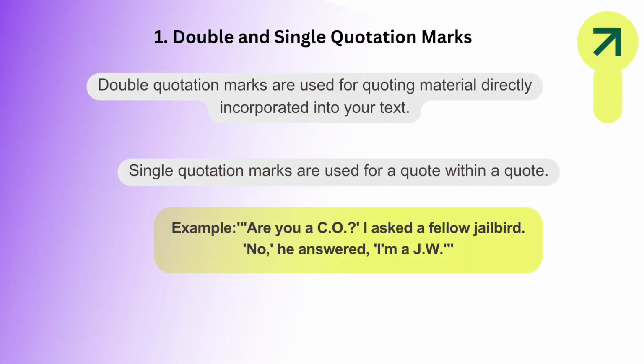Now, coming to double and single quotation marks, let me show you how to use them. Here is a little trick for quoting quotes. When you are quoting something that has its own quote inside it, you use double quotation marks for the main quote, and single quotation marks for the quote within it. So let's break it down with an example.